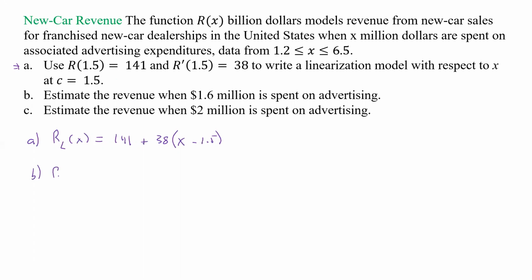Now B says, well, now find R_L(1.6). Notice we're using 1.6 because it's in $1 million, and we know that x is in millions of dollars, and so we just want to plug in 1.6 for the x, so we have 141 plus 38 times (1.6 minus 1.5), and if we plug that into our calculator, it looks like we get 141 plus 144.8, and that's going to be what? It's going to be billion dollars.